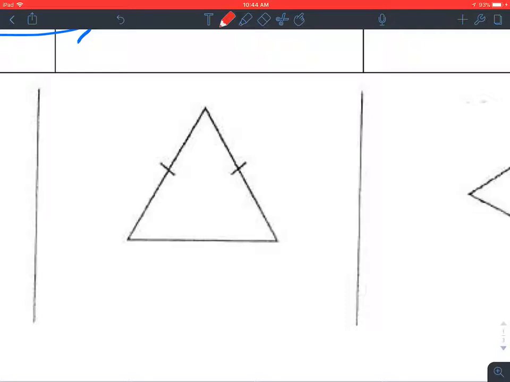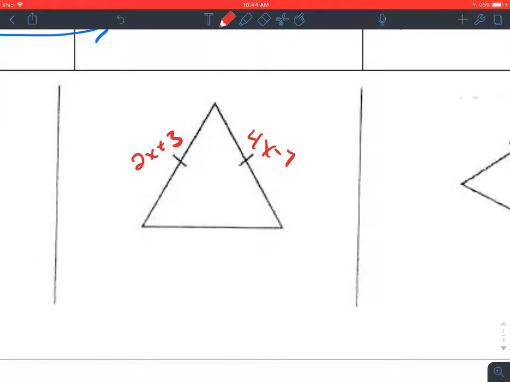We're back. Let's say that this side was 2x plus 3, and this was 4x minus 7. Assuming the directions existed, and in your homework and tests and quizzes there will be directions, let's say the direction said find the value of x. Well, since this side and this side are the same, that means they're congruent. Definition of congruent, it means that their measures are equal. So we can say that 2x plus 3 equals 4x minus 7.